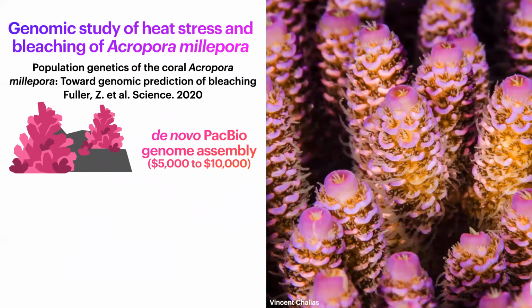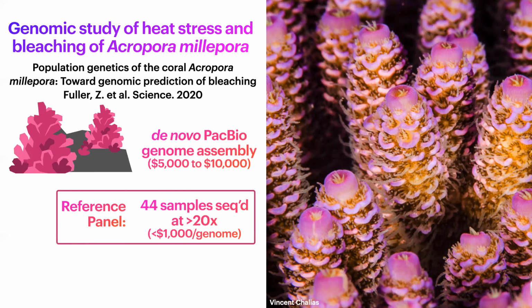This is the population genetics of coral Acropora millepora toward genomic prediction of bleaching. And there's no getting around this. You do need a reference genome to do any sort of sequencing study in your species. That's going to be a big upfront cost as they assembled a de novo genome.